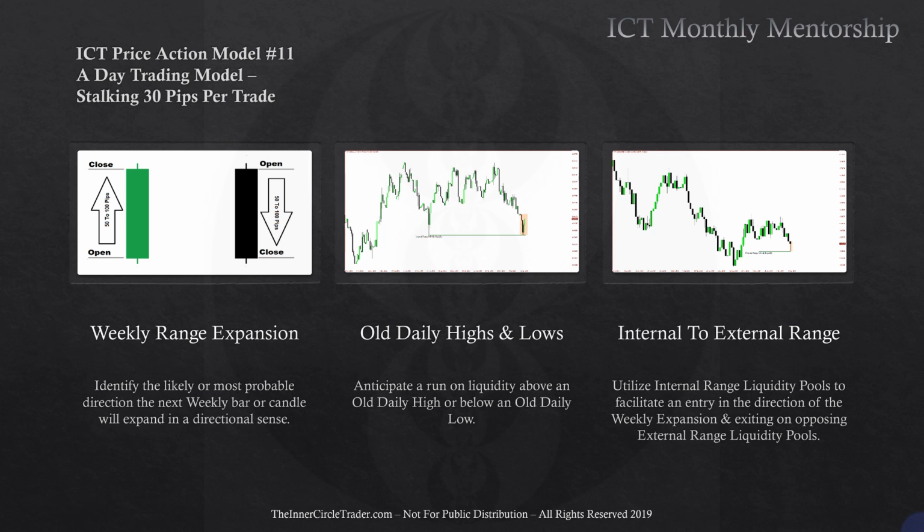Now, if you're looking at a weekly chart and it's trading really, really close to an old weekly low within 30 pips, that's not going to be high probability. Now, it doesn't mean you can't scalp that, but at least for this model, it doesn't fit the criteria. You want to be able to see there's a possible range expansion still left to be fulfilled in the form of a 50 to 100 pip.